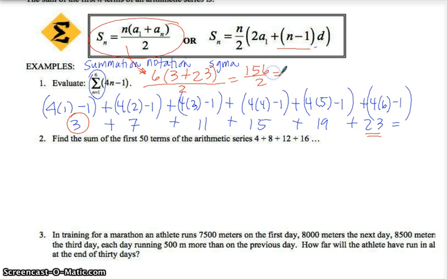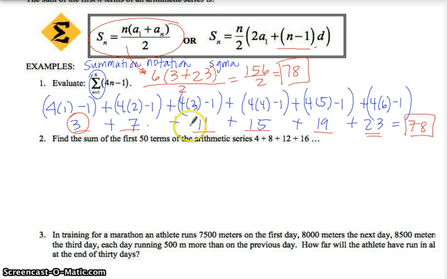I divide that by 2. What do I get? 78. So it looks like the sum of these terms is 78. Let's check it. 10, 21, 36, 46, 55, 56, 57, 58, 68, 78. So yep, this equals 78. So no matter which way we do it, we get the same answer.